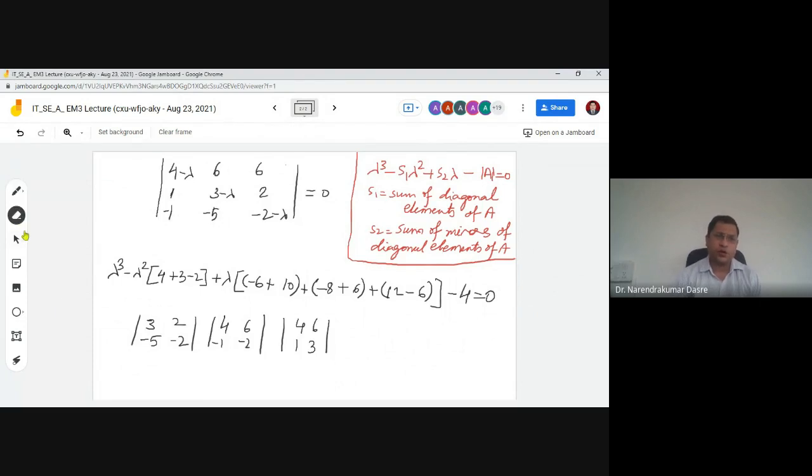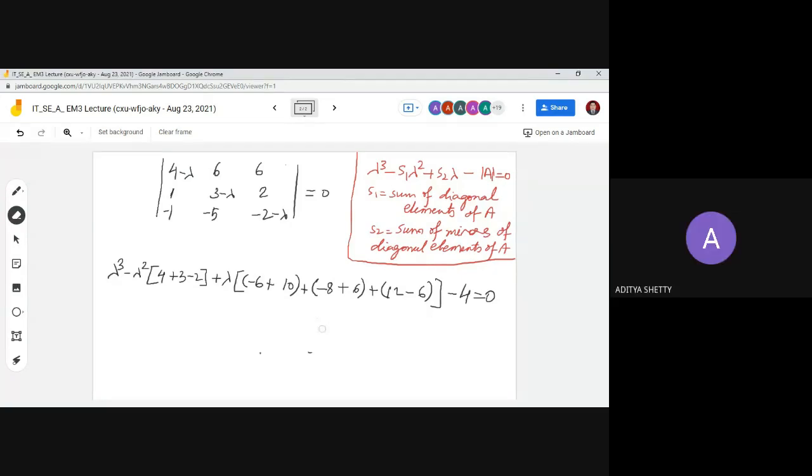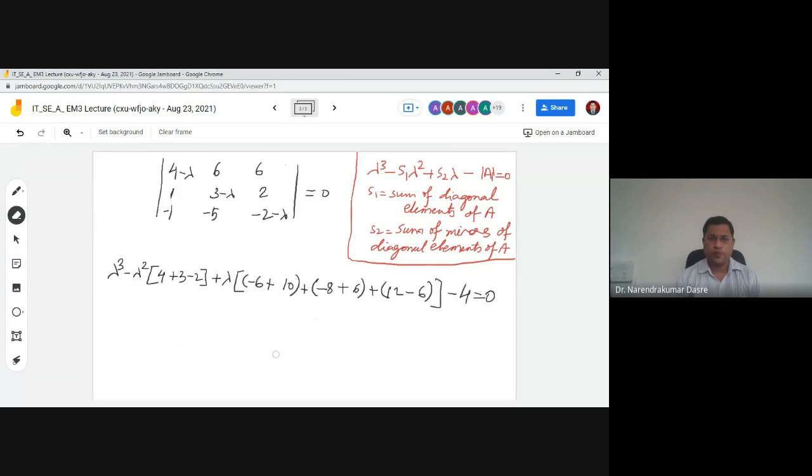So is there any doubt in this equation? You got this minus value? Yes, sir. Yes, sir. Okay, that's good. So you got this minor value.